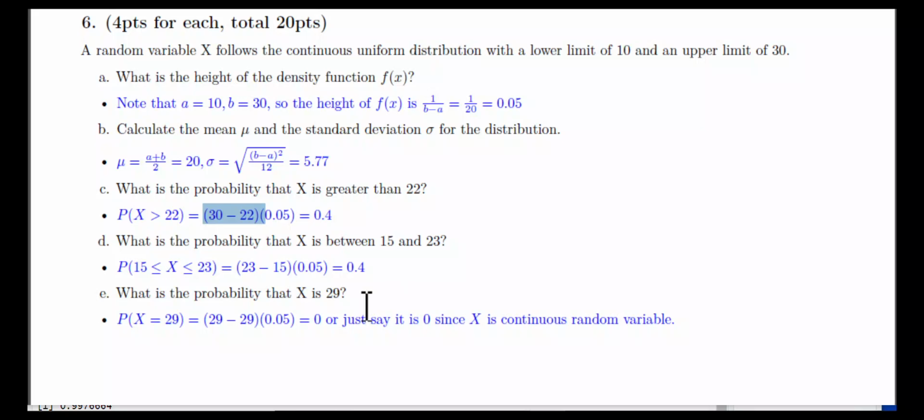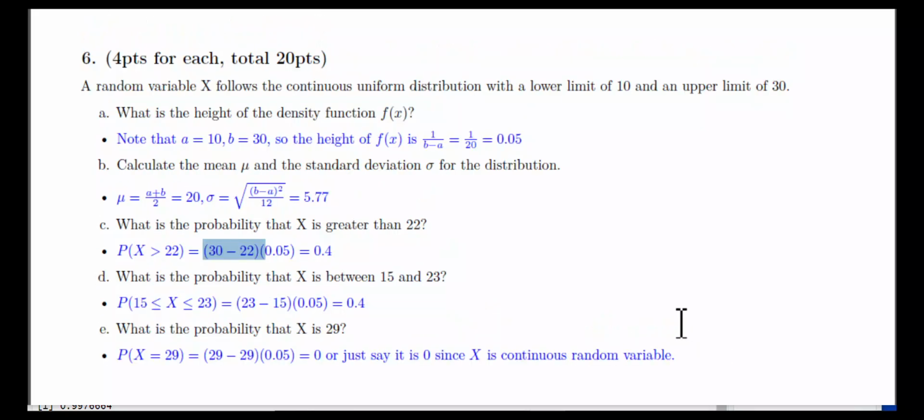What is the probability that x is 29? So here we could use two ways. One, we say, okay, 29, you get greater than 29, less than 29, right? That's 29 minus 29, 0. Or you can say x is a continuous random variable. What is the probability for a continuous random variable equals just a single value? It is always going to be 0. Okay, this is a very interesting property for continuous random variables.